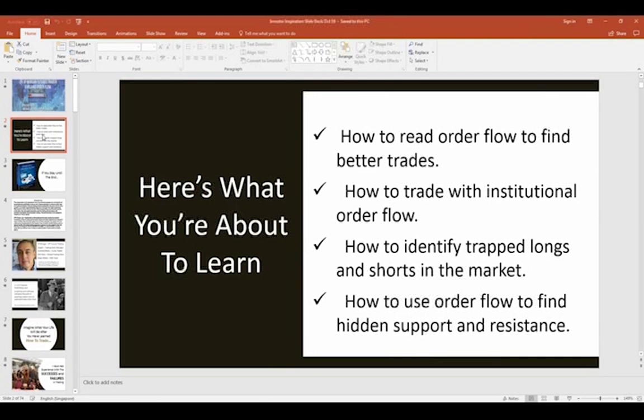This is one of my favorite uses of order flow. It gives you an insight into things that other traders just can't see because they're not looking at the volume that's being traded, what's actually trading in the market.